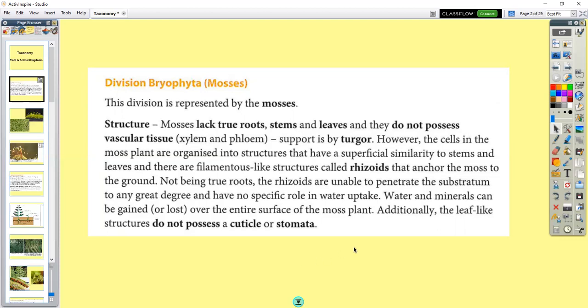Okay, as I said, they don't have true roots. They have these filamentous structures called rhizoids, and that helps them to be anchored into the ground. But as I say, they don't really have those true roots for water uptake, and they also don't possess structures that you would find in the leaf, like the cuticle or the stomata.